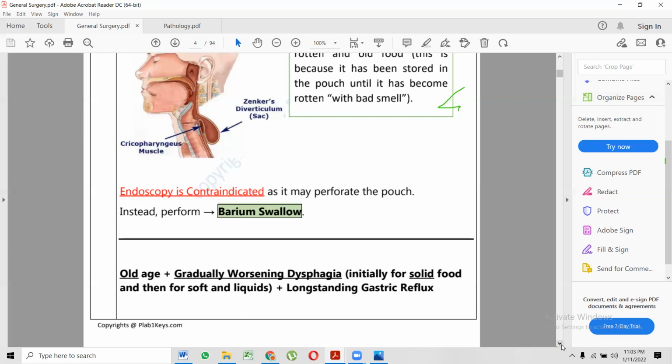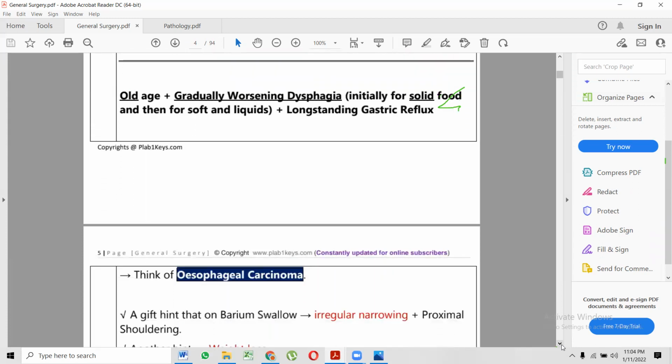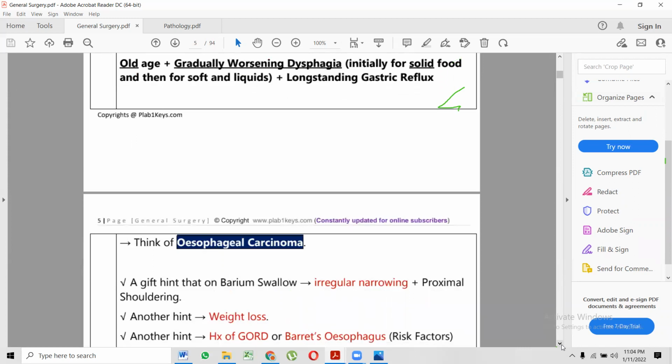What are the risk factors for squamous cell carcinoma of the esophagus? Regurgitation. Regurgitation in which condition? Achalasia, tell me the name. Achalasia. Yes, achalasia is a risk factor for squamous cell carcinoma, as well as smoking. So the most common esophageal carcinoma is adenocarcinoma. The risk factor for adenocarcinoma is long-standing GERD, and the risk factors for squamous cell carcinoma are smoking and achalasia.